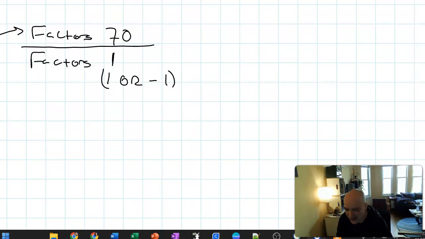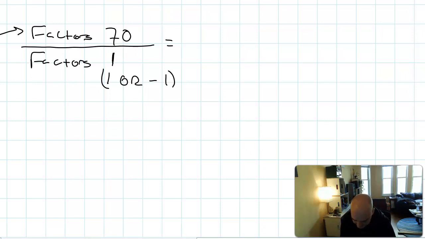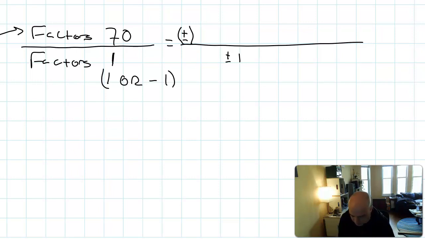Now comes kind of the annoying part with this test. We're going to list out every possibility. So I'm just going to make a big fraction. On the bottom, I'm going to write plus or minus 1. On the top, I have to write every possible factor of 70. And I'm just going to put a plus or minus at the whole front to remind me that every one of these could be positive or negative.